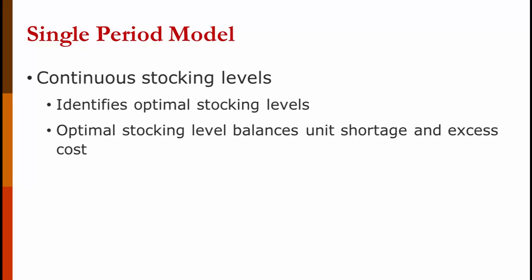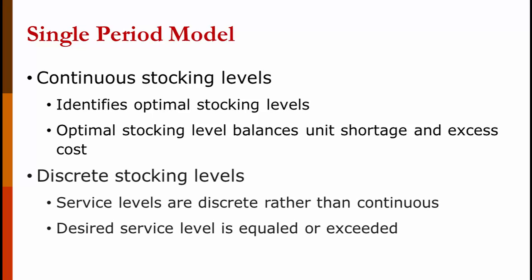We're going to talk about two single period models. The first is continuous stocking levels. Here we identify the optimum stocking level, and it balances shortage and excess cost. There's also discrete stocking levels. Continuous is when we're stocking enough that we can treat it as a continuous distribution. Discrete is when we're stocking small numbers of items. And we find our desired service level, and we either find a number that equals it or exceeds it.